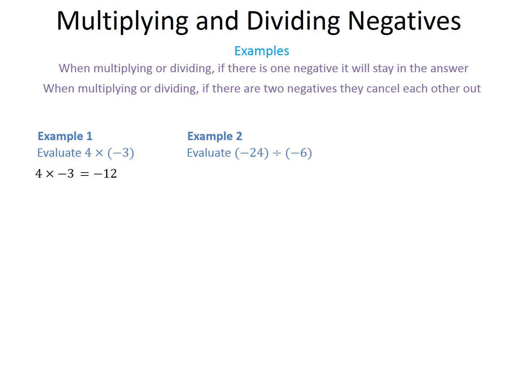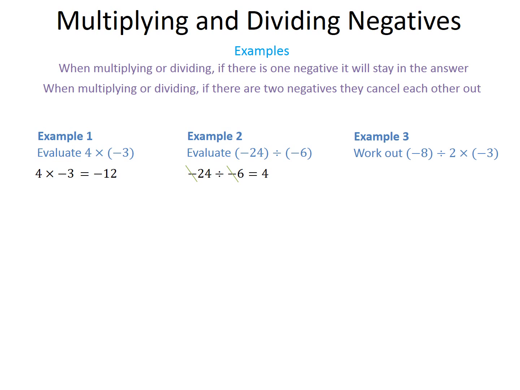And the next one, we're going to work out negative 24 divided by negative 6. Let's write down the question. Notice that there is two negatives here. There's a negative there and a negative there. That means they cancel each other out. And so 24 divided by 6 is just going to be positive 4.